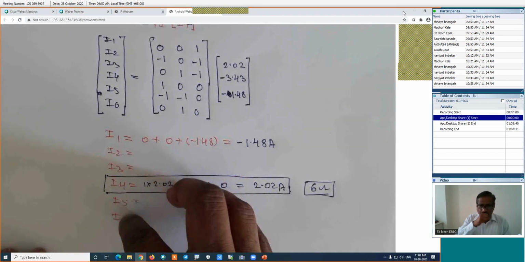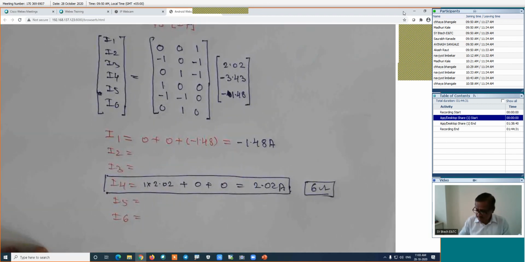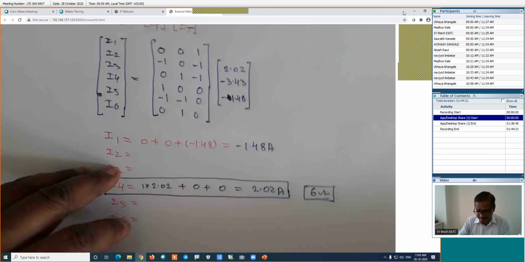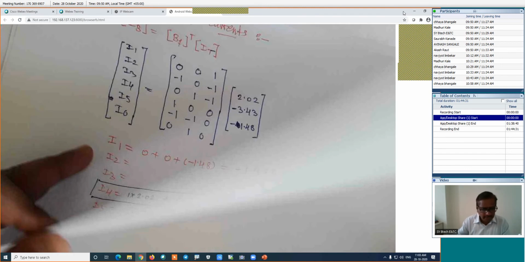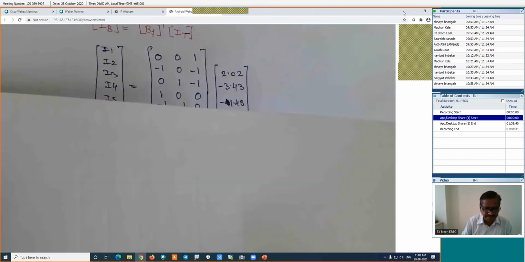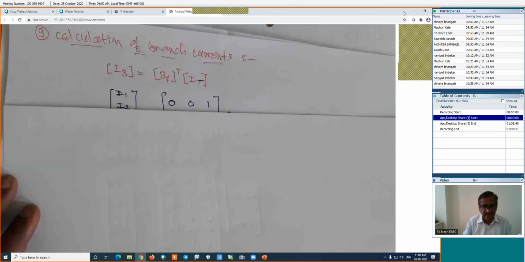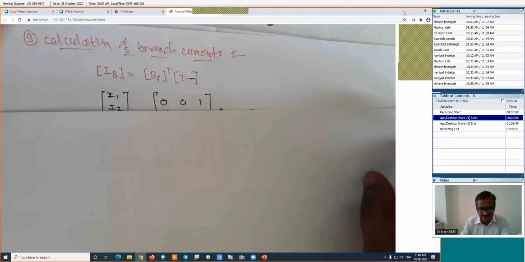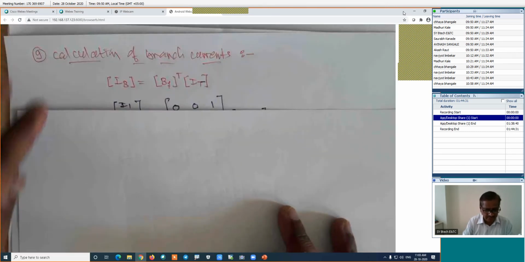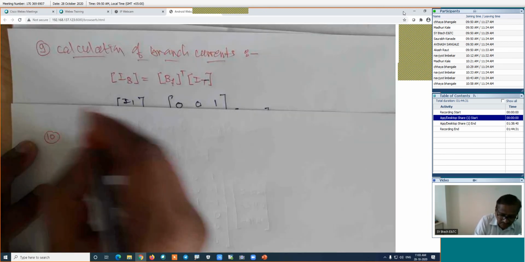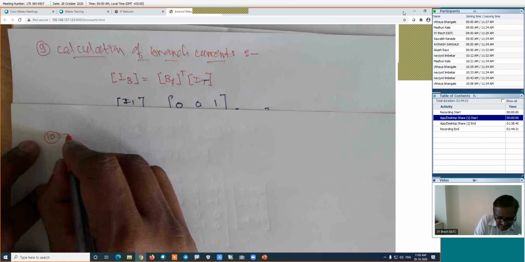I5, I6. But if they ask for the calculation of the voltage in the same branch, then how will the calculation be? That I will discuss. This is the last step, which is step number 10, or maybe whatever number you have decided. Calculation of branch voltages.